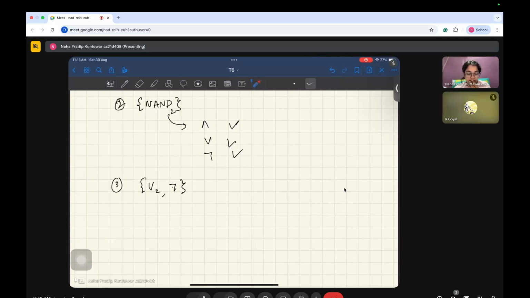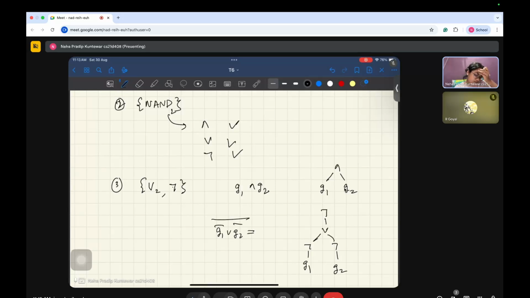If I use the De Morgan thing, then x1 and x2 would be the same as the complement of the complement of x1 or the complement of x2. Exactly. So we will use De Morgan's law. If you are computing G1 and G2, where G1, G2 are some functions, what we will now do is compute the negation of the OR of the negations of G1 and G2. This is the same as G1 and G2 by De Morgan's law.